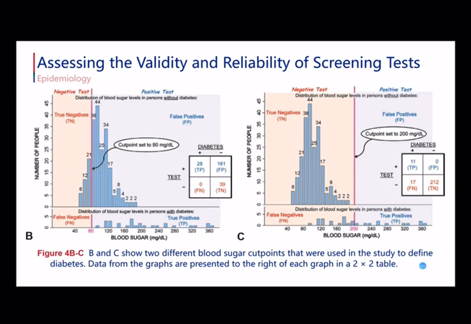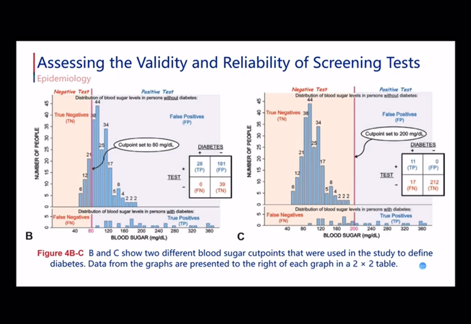Figure 4b and c show 2 different blood sugar cut points that were used in the study to define diabetes. Data from the graphs are presented to the right of each graph in a 2 times 2 table. B. When a blood sugar cut point of greater than or equal to 80 milligrams per deciliter is used to define diabetes in this population, sensitivity of the screening test is 100%, but specificity is low. C. When a blood sugar cut point of greater than or equal to 200 milligrams per deciliter is used to define diabetes in this population, sensitivity of the screening test is low, but specificity is 100%.